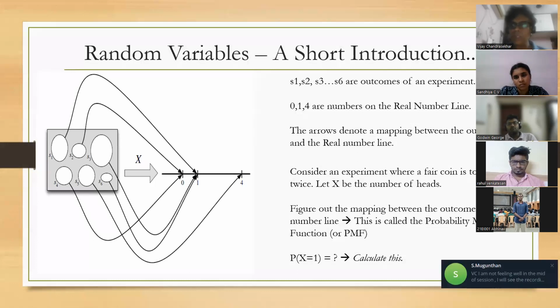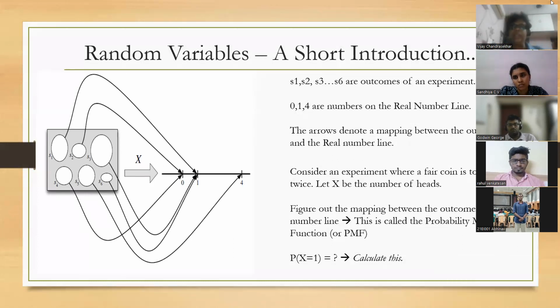So let's do the definitions again. S1, S2, S3, S6 are outcomes of an experiment. In this case, 1, 2, 4 are numbers on the real line. The arrows denote a mapping between the outcomes and the real number line, which means S1 is mapped to 1, and so on and so forth.